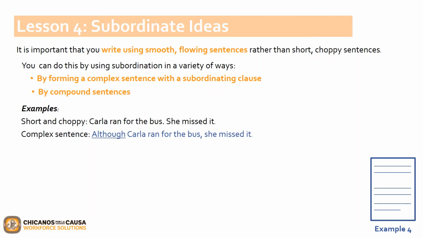A way that we can fix this sentence is by writing it as a complex sentence. As it says, "Although Carla ran for the bus, she missed it." Another way that we could fix this sentence is by writing it as a compound sentence. As it states, "Carla ran for the bus, but she missed it."